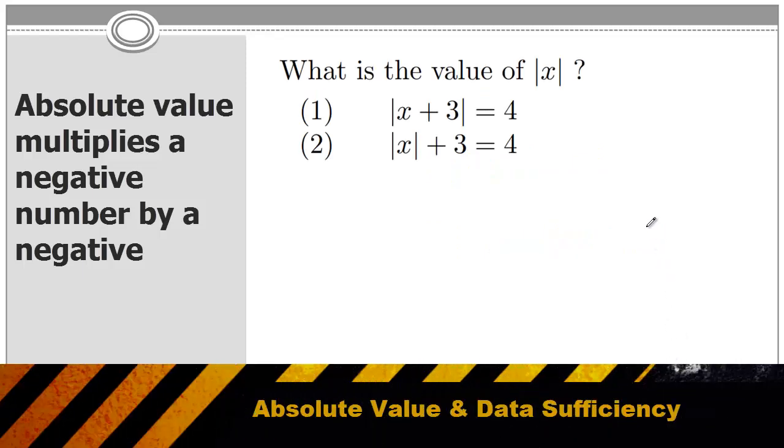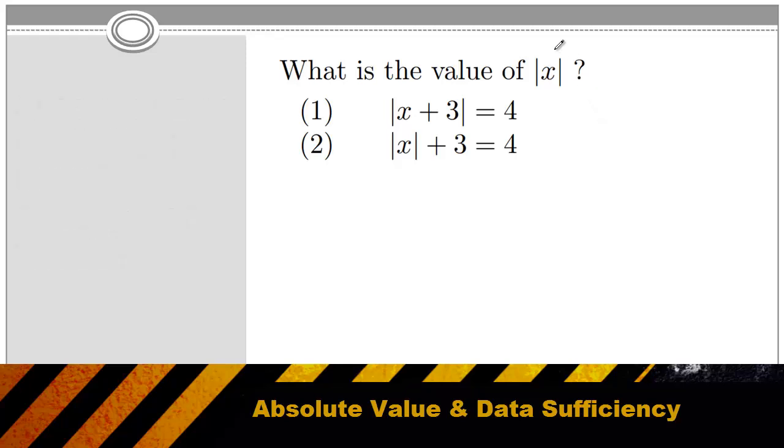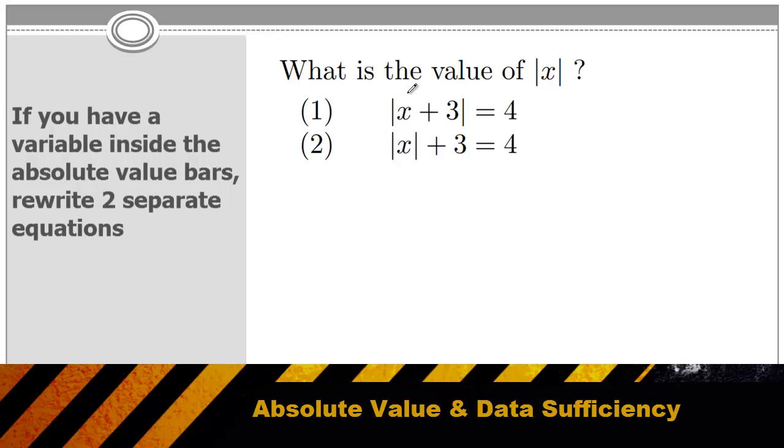Here's a fairly standard absolute value data sufficiency question. We're being asked to find out what is the absolute value of x. If we first take a look at statement 1, we see we have a variable inside the absolute value bars. That means we're going to have to write two versions of that equation, one positive and one negative. So my first equation is x plus 3 is equal to 4. Or I could also write x plus 3 is equal to -4.